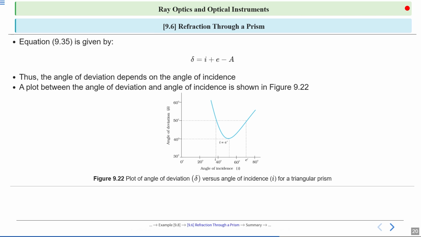Okay, so in figure 9.22, you can see the variation of angle of deviation with angle of incidence. As we increase the angle of incidence, the angle of deviation decreases up to a certain value of the angle of incidence. At a particular value of the angle of incidence, the angle of deviation is minimum. Again, it starts increasing. So what is the interpretation of this plot? We will see.